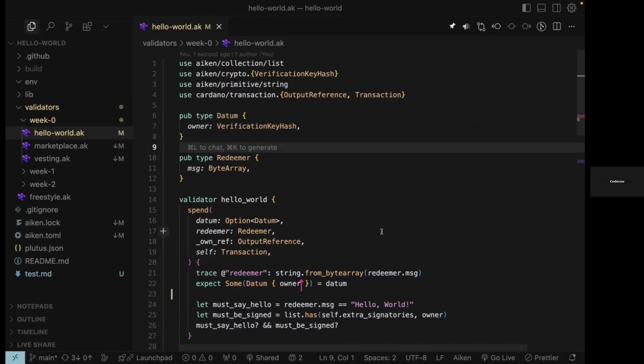Yeah. I see a datum and that has the same structure, but then I also see a redeemer that looks like it has the same structure. Are those the same thing?